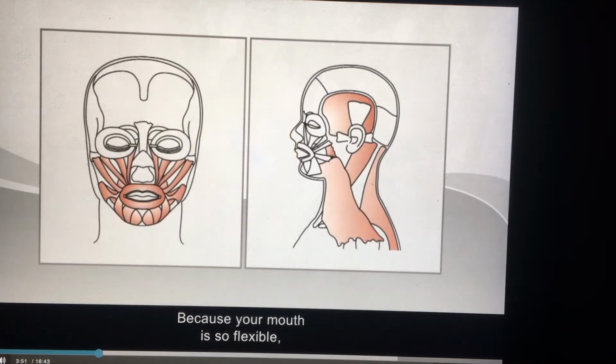Because your mouth is so flexible, it requires the power of 9 separate muscles. There are also 2 mastication muscles to open and close the jaws for chewing. Your textbook has a complete description of all these muscles.